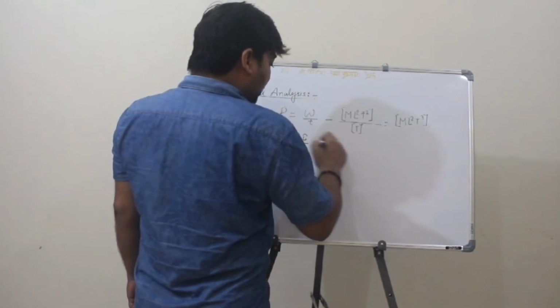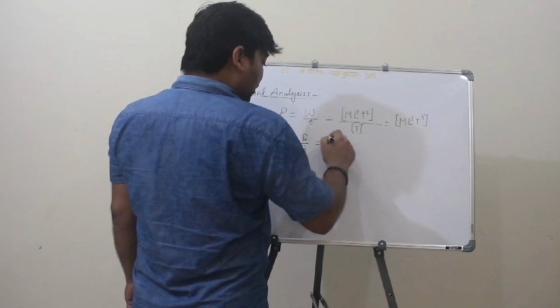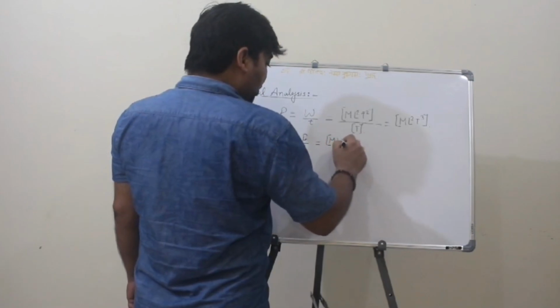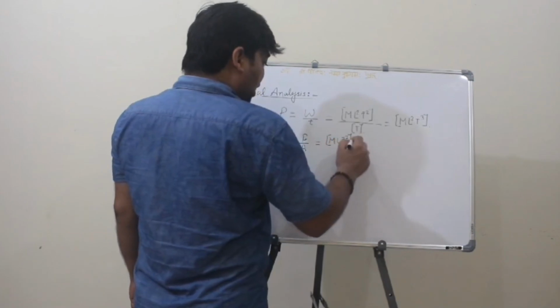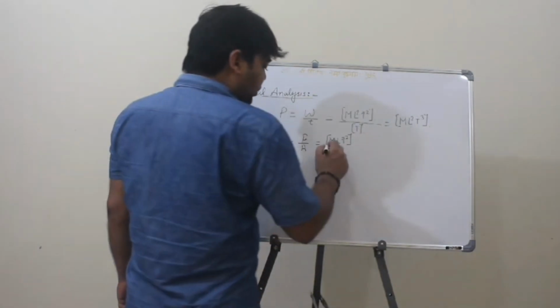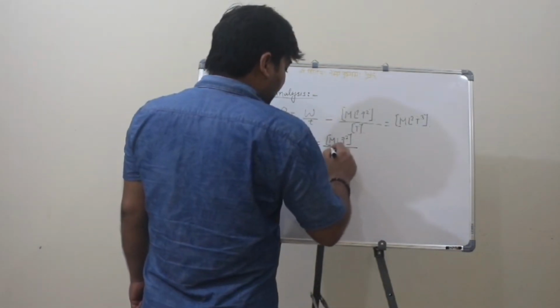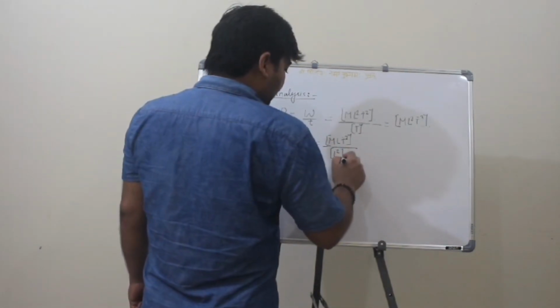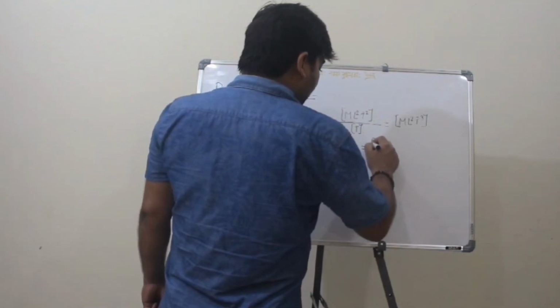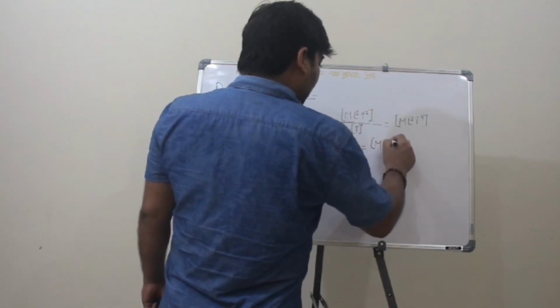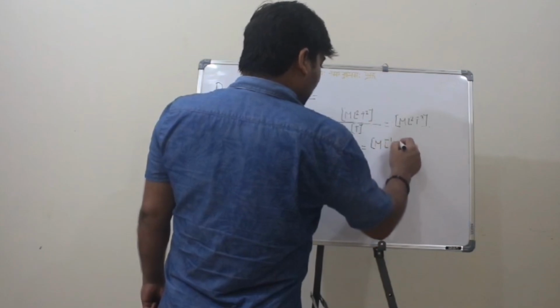Now, what is the dimensional formula of force? M L T to the power minus 2, which is mass multiplied by the acceleration, divided by the area, which is L square. So the dimensional formula of pressure will be simply M L to the power minus 1 T to the power minus 2.